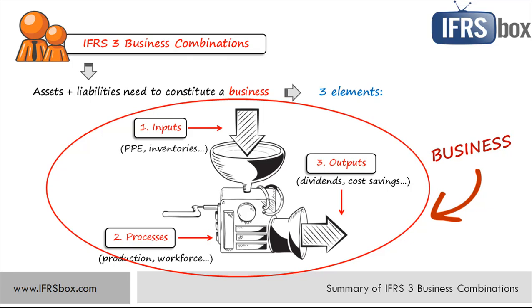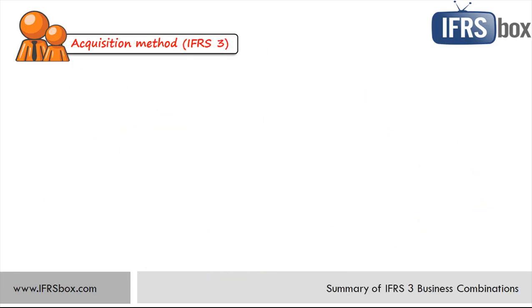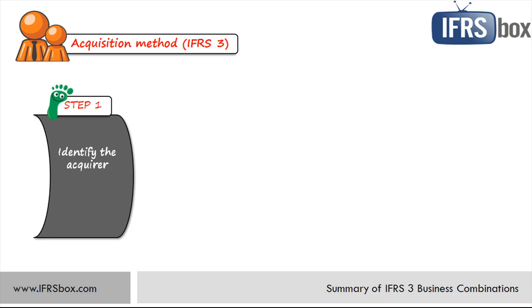How shall we account for a business combination? IFRS 3 requires application of the acquisition method, which involves 4 steps. Step number 1, identify the acquirer or the buyer. I know it looks very straightforward, and in many cases it is straightforward, but sometimes it's not so clear. For example, you can deal with some merger when two companies merge together, and in such a case, you need to identify who acquires whom. In most cases, it will be the larger company.